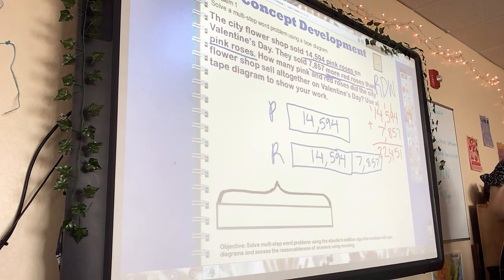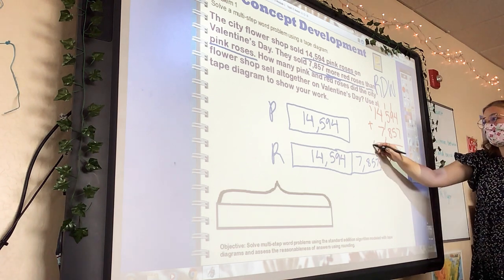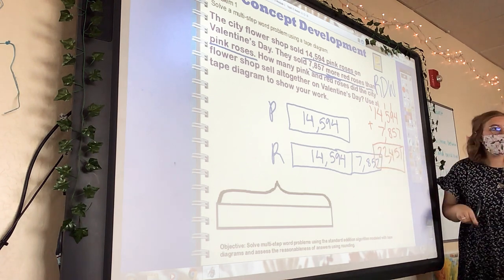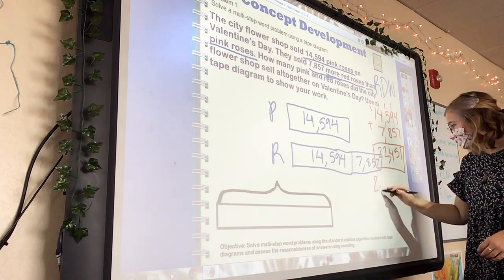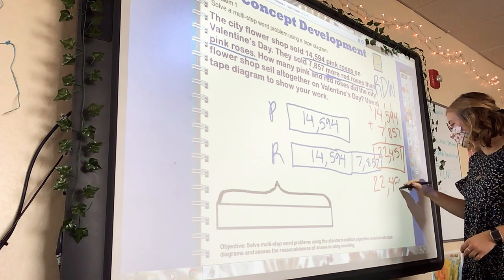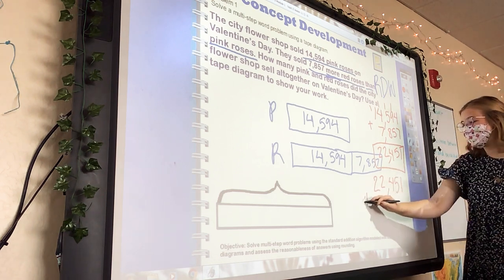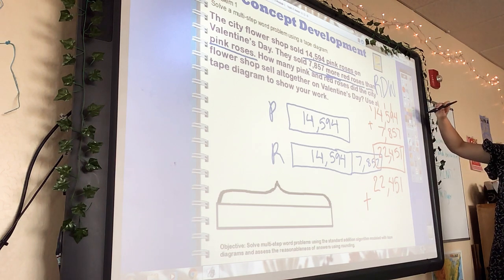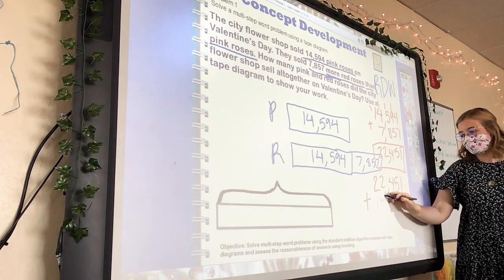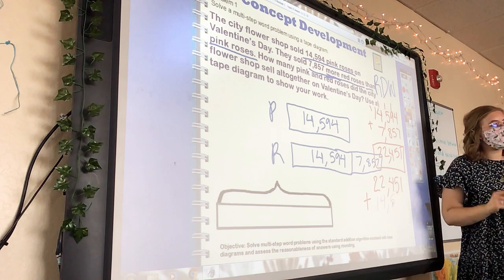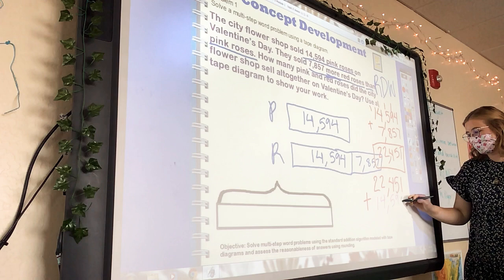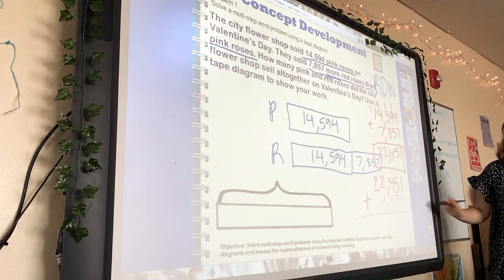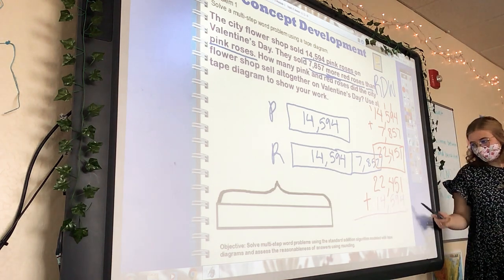But now we've got to find out how many they sold all together for Valentine's Day, okay? Which means that I take the amount of red and add it to what? The amount of pink. Love it. You guys are so smart, okay? So 22,451, okay? Plus, how many? Go. 14,594. All right, thank you to those 4 people who responded. How many pink roses did they sell? Go. 14,594. Beautiful, thank you. Okay.